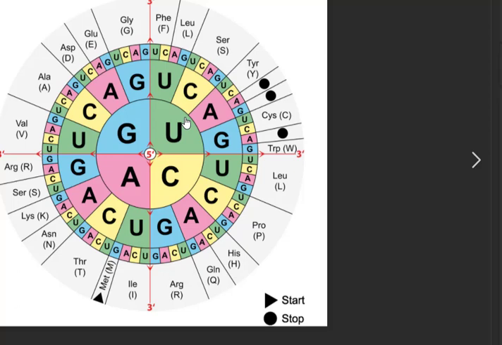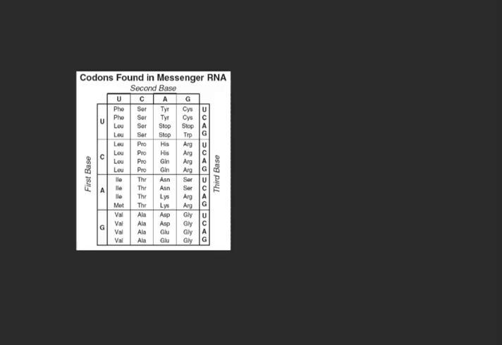Some of these are stops. So if you do those sequences, then you're going to stop your protein. Because otherwise you could just keep going on and on and making this huge, huge protein. So you need some point to say, okay, we're done. And then methionine is the one that's going to start your gene. That's going to be your first amino acid.